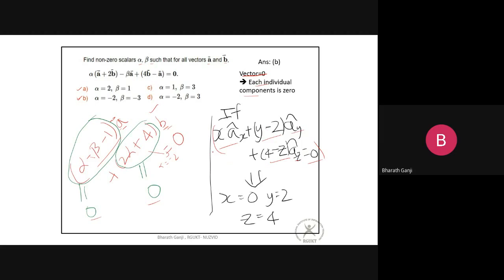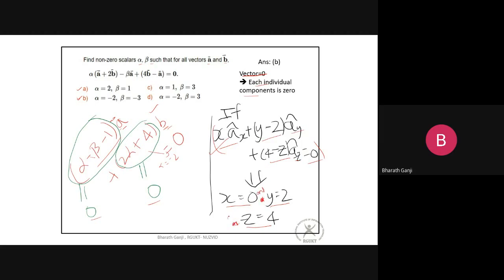That means if this has to happen, then x should be equal to 0, y should be equal to 2, and z should be equal to 4. Be careful with this. It is not an OR between them. It is not that if x is 0 or y equals 2 or z equals 4, then this vector will be equal to 0. No, what is between them is an AND.